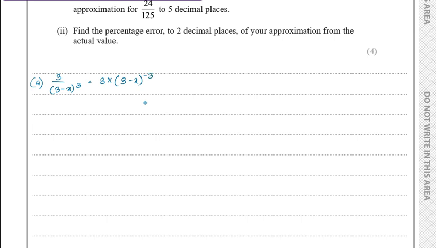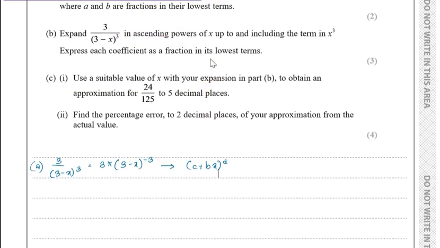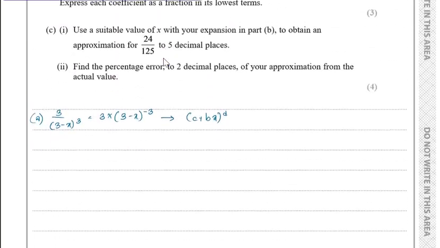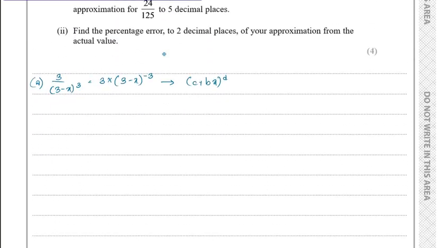And if you look at this, the 3 minus x to the power minus 3 is in the form of c plus bx to the power d. I usually write it as a plus bx to the power d, but as we are asked to express it in the form of a here, I'm not using that. So here c is 3, b is minus 1, and d is minus 3.